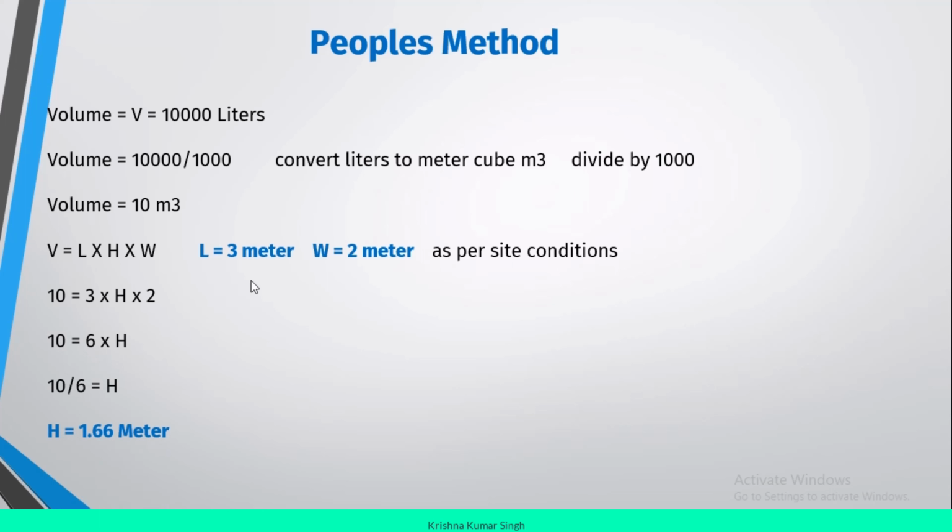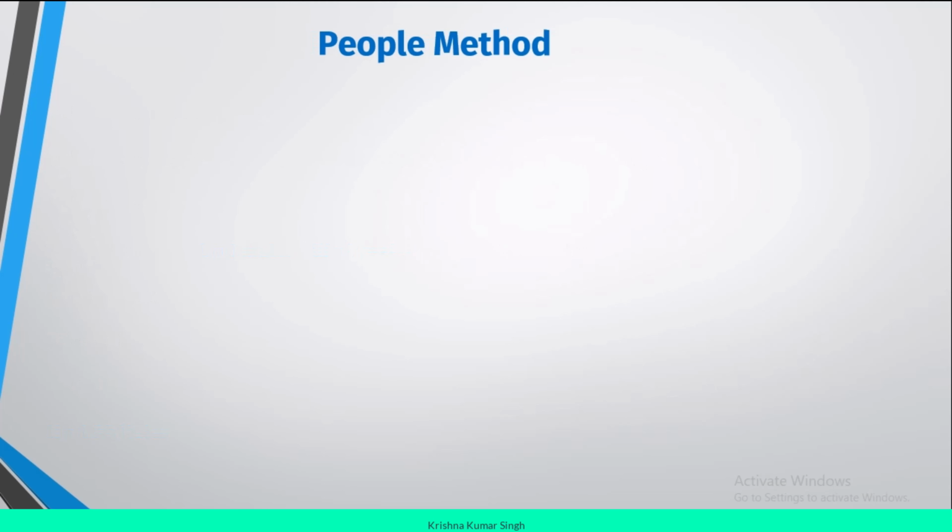Now I have all the dimensions to construct my rectangular or cubical storage tank. Height is 1.66, length is 3 meters, width is 2 meters. Okay, the two dimensions must come from the site conditions, right? And the third one you can calculate by using this formula. Let's discuss another example.